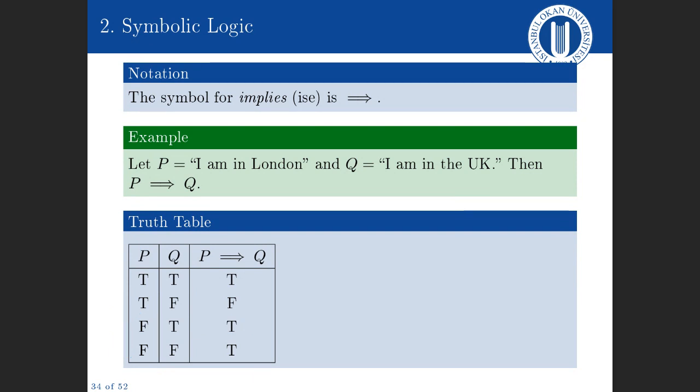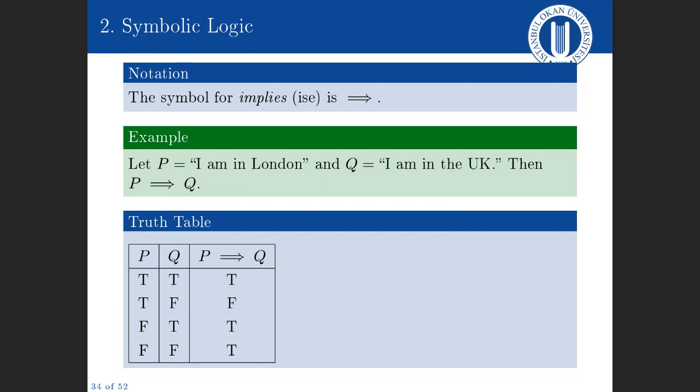Let's think about this in terms of the example. First line. If P is I'm in London, if Q is I'm in the UK. If I'm in London, then I'm in the UK. Yes, that's true.